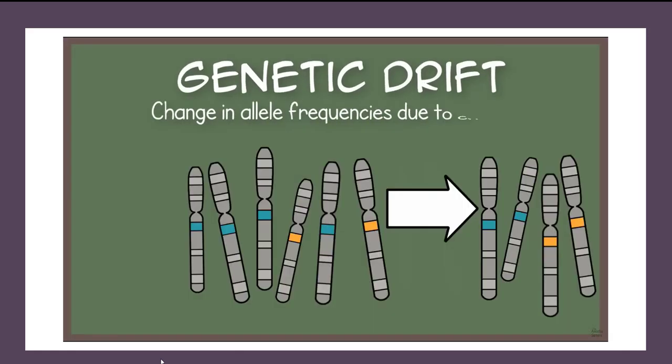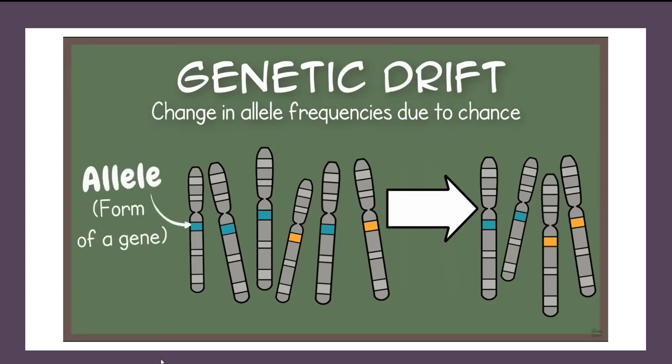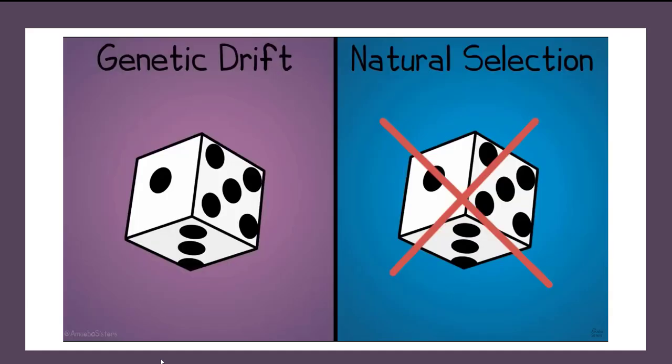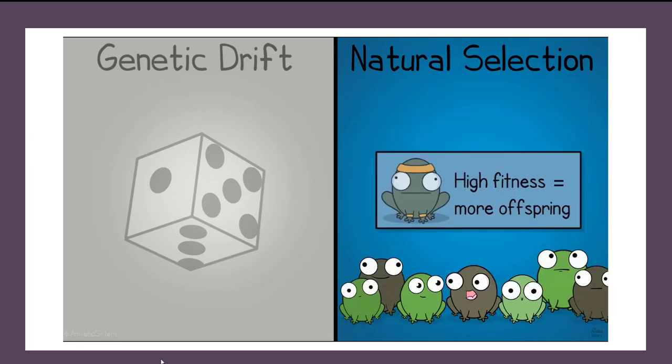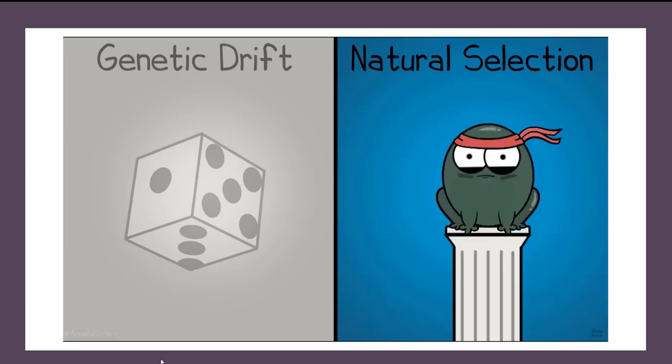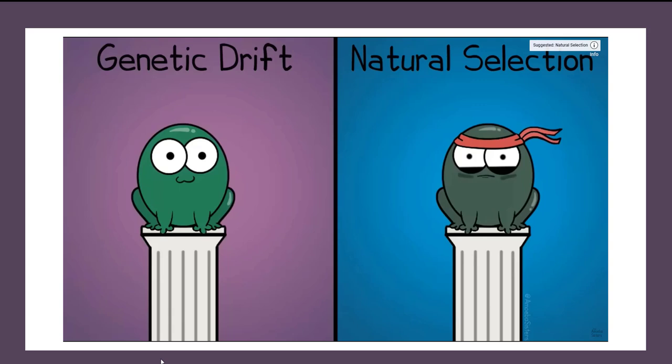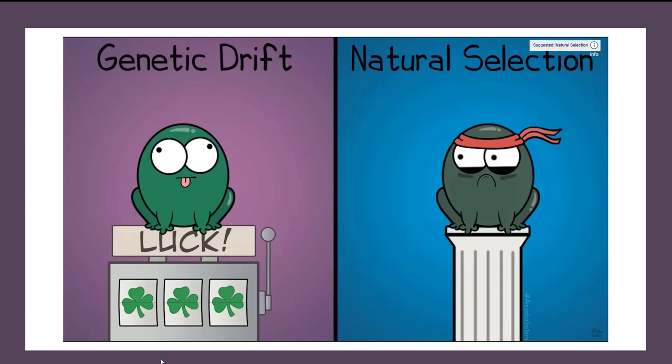Genetic drift can change allele frequencies in a population. Remember, alleles are a form of a gene, but genetic drift is random, unlike natural selection. Recall that in our natural selection video, organisms that have traits that result in high fitness are able to pass those alleles on to their offspring. This is where that survival of the fittest comes into play, but not genetic drift. With genetic drift, the organisms aren't necessarily more fit, they just have won the game of chance.